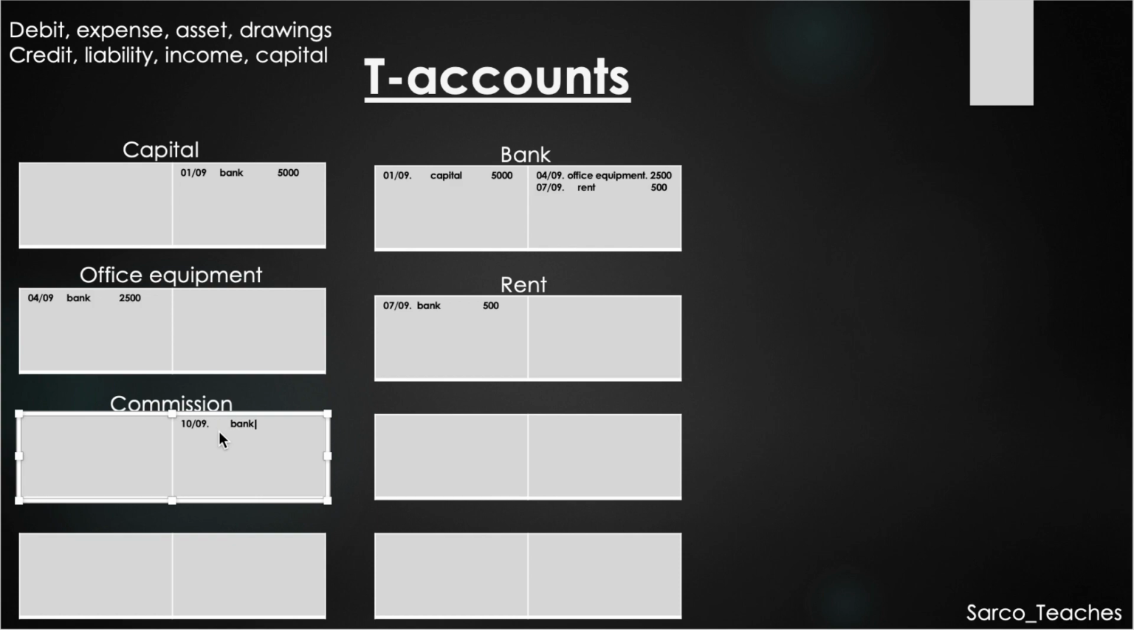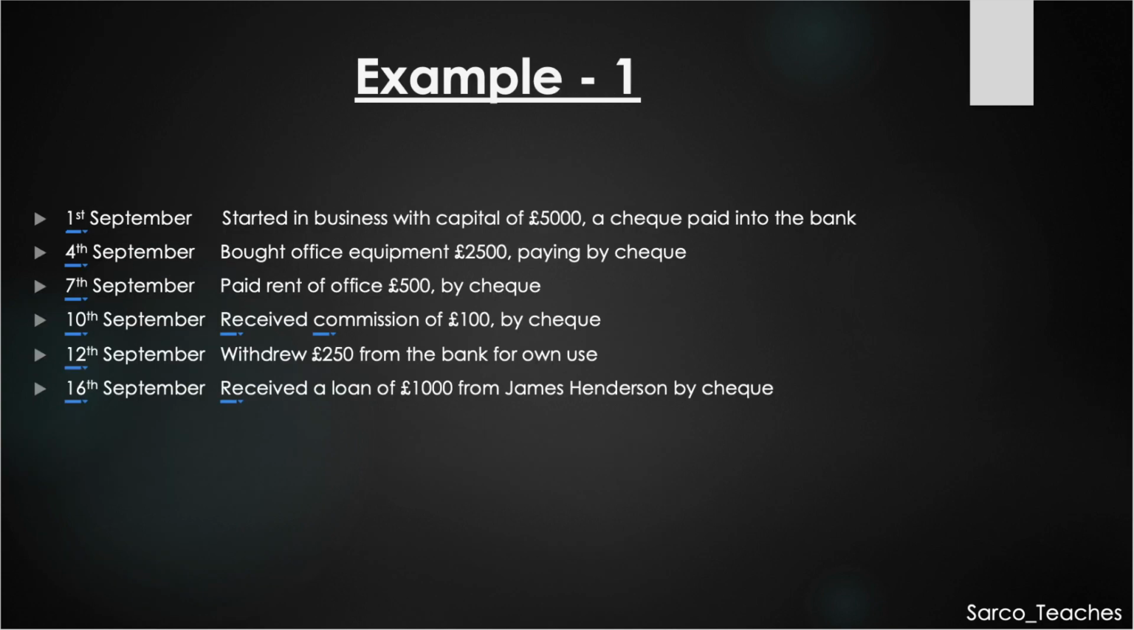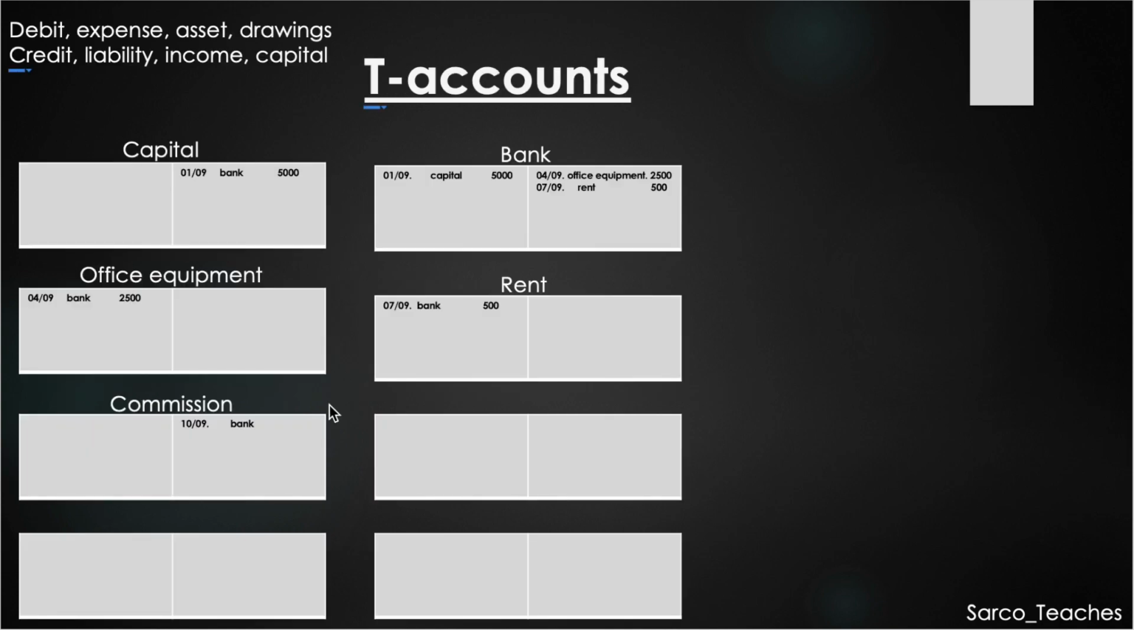And for detail is bank because we will be putting it into bank as well. So we put bank as detail and the amount is £100. Now we go into our bank and we know that bank increases on the debit side and we're receiving commission, we're receiving money. So it goes onto the debit side, the left side.